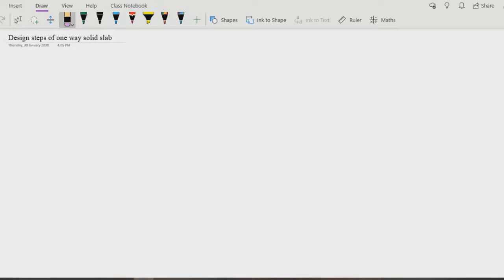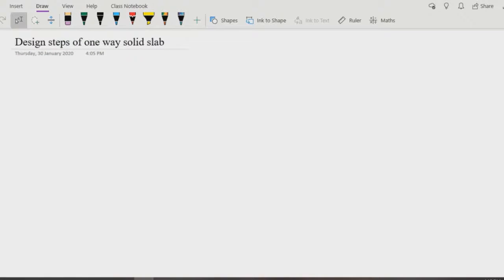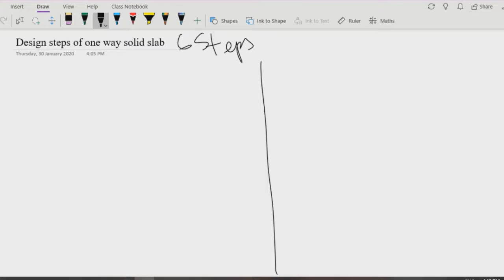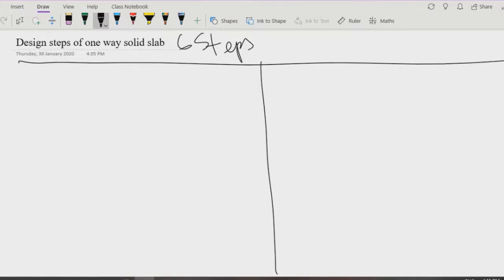Before going towards design, I will tell you that steps make it easier to understand and remember. And to design the slab, I have divided the whole procedure into a total of 6 steps. Before going towards the procedure, we require data.